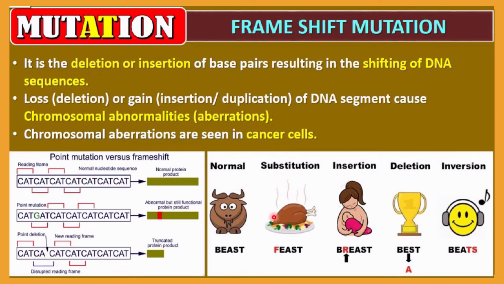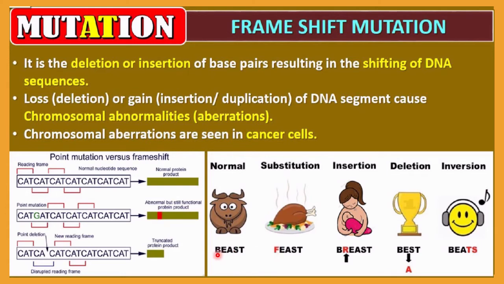Let me discuss this in detail using an example. What happens during a frame shift mutation? This is very funny. Normally it is the word BEAST, this is the spelling of BEAST. But what happened? A substitution occurred, an exchange. Here you can see B is replaced with F. So it becomes very different, totally changed, and the meaning becomes changed.